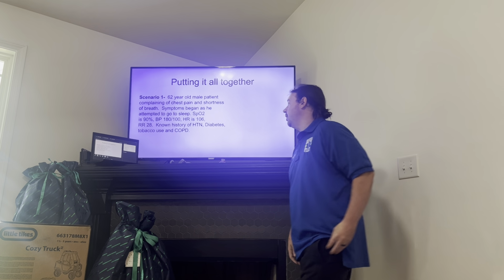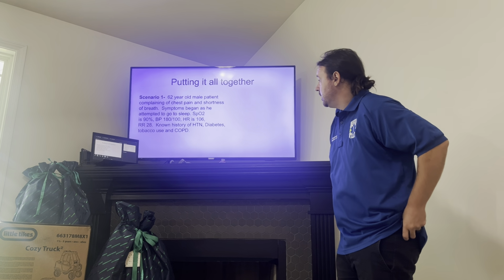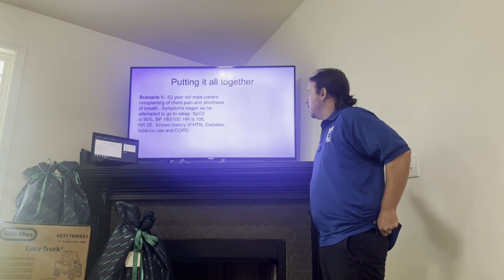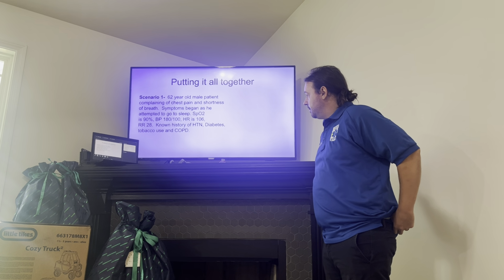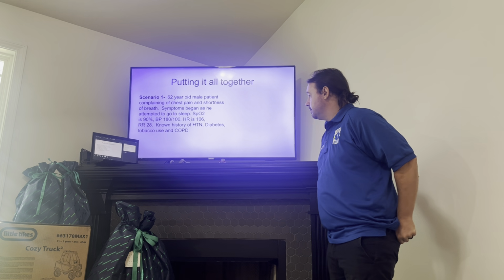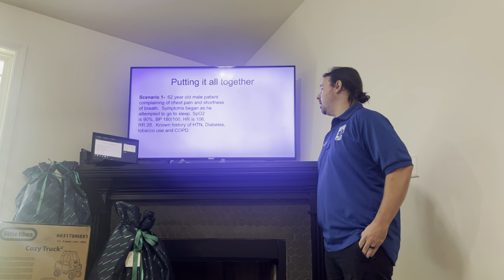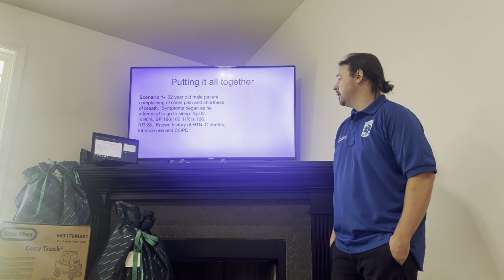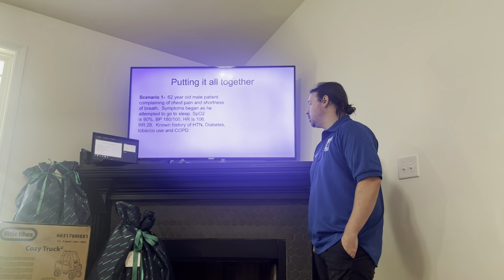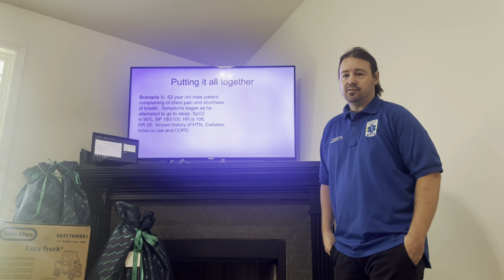All right, so let's try to put it all together. We got a 62-year-old male patient complaining of chest pain and shortness of breath. The symptoms began as he attempted to go to sleep. The SpO2 is 90%, blood pressure is 180 over 100, heart rate is 106, his respirations are 28, and he has a known history of high blood pressure, diabetes, tobacco use, and COPD.